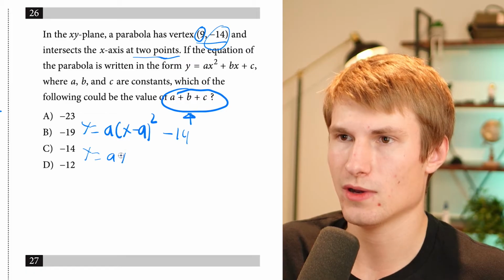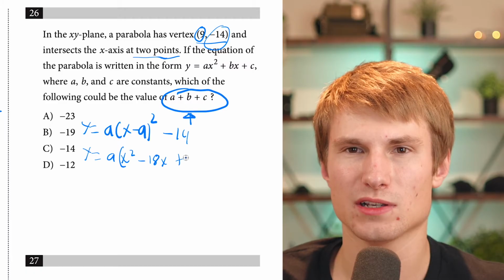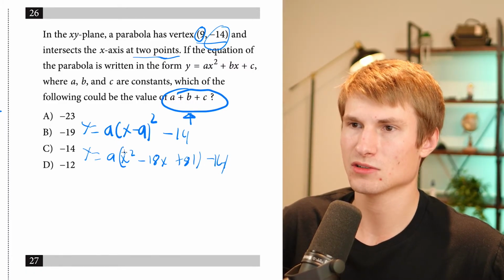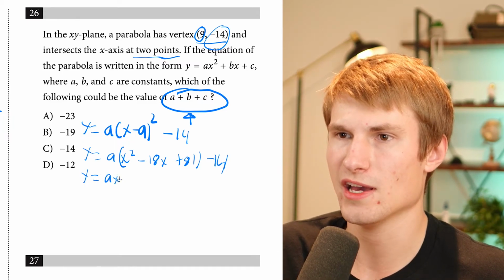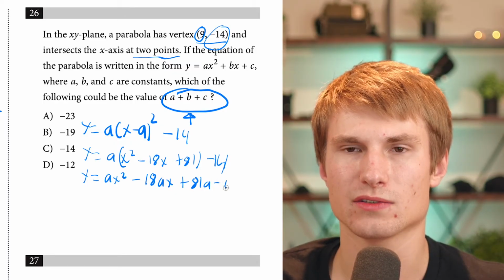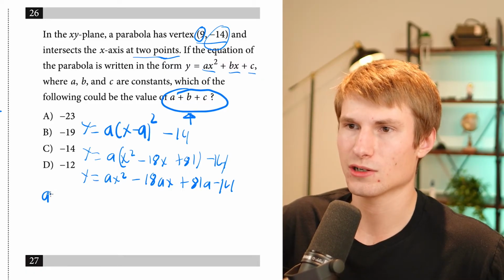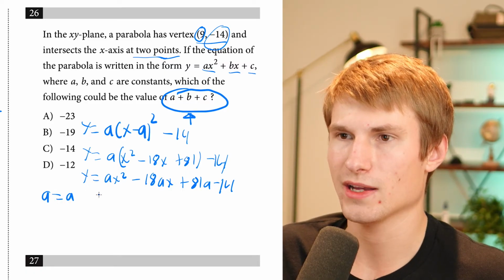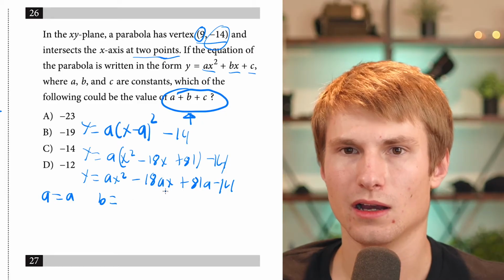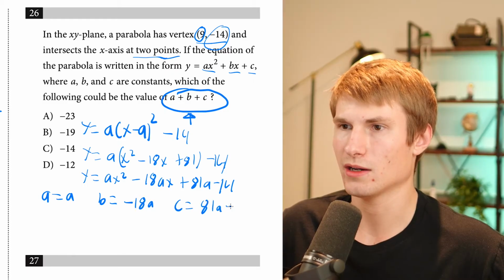We're going to get y is equal to a x squared, and then we'd have minus 18x, and then we'd have plus 81, and then that's all going to be subtracting 14. From here, let's go ahead and distribute the a value to all of this. So that's going to be ax squared minus 18ax plus 81a minus 14. Now we've got ax squared plus bx plus c. Let's get what all of our values are equal to. We know a then will equal a. We know that b is going to equal negative 18a. We know that c is going to equal 81a minus 14.